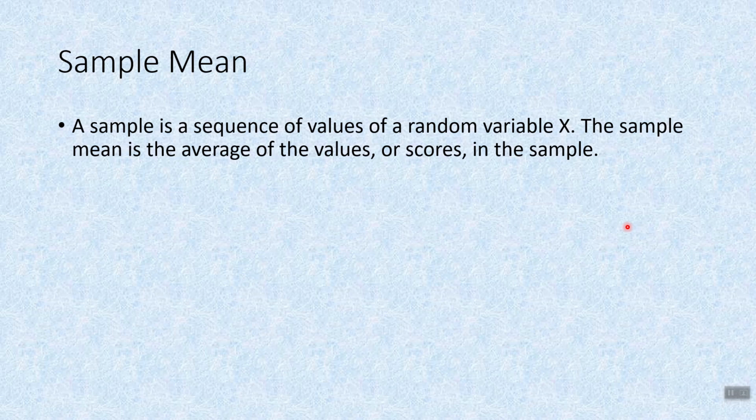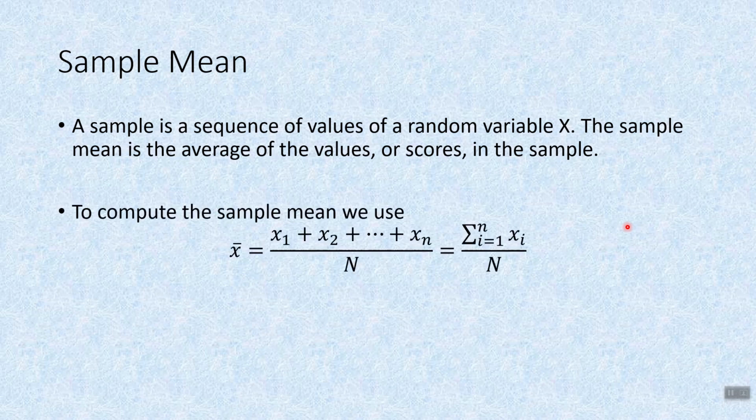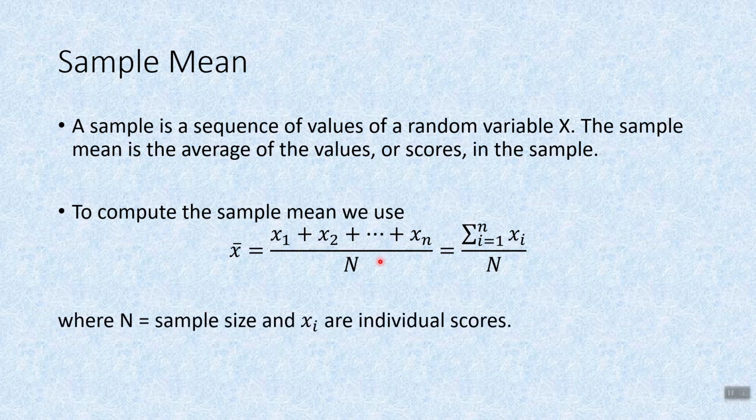Now the sample mean is the average of the values or scores in the sample. To compute the sample mean, we use x bar, that's the notation for the mean, average. We add up all of our values and divide by n. N is the size of the sample, and the xi are individual scores. So x1 plus x2 plus, just add them up and divide by n, just like finding your average of 3 exams in a math class. But we can mathy it up here and make it look hard, even though it's not.